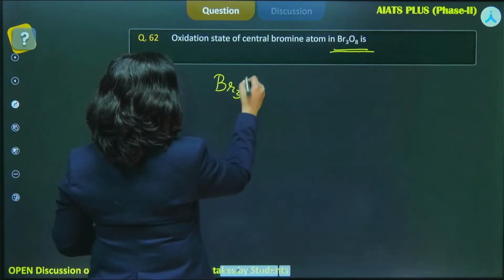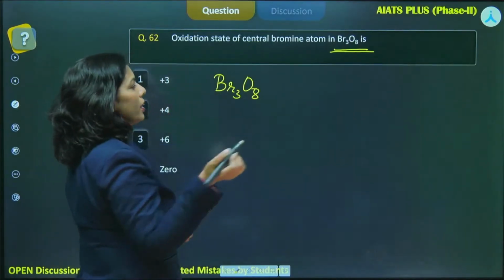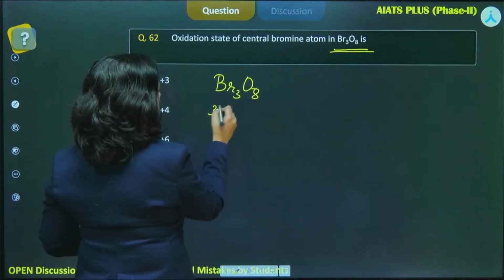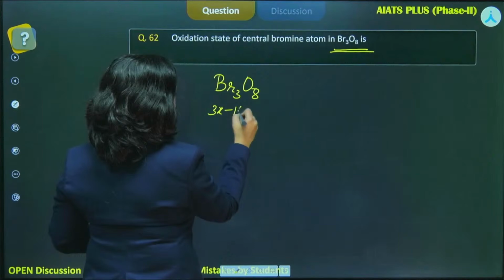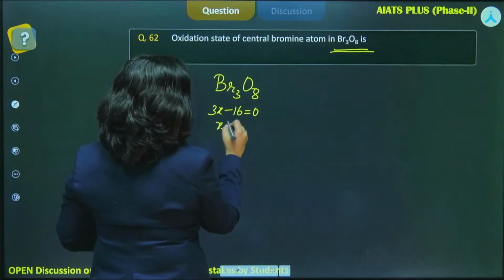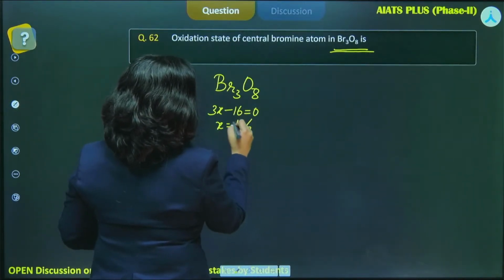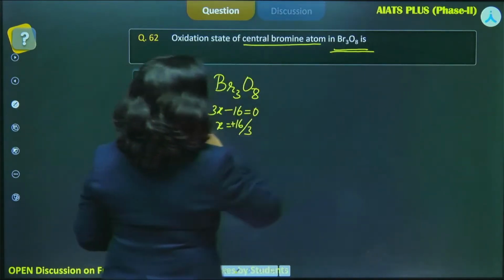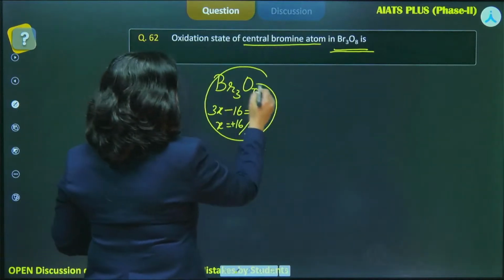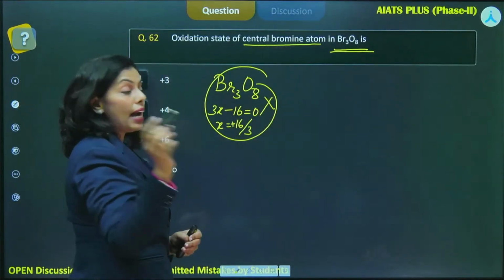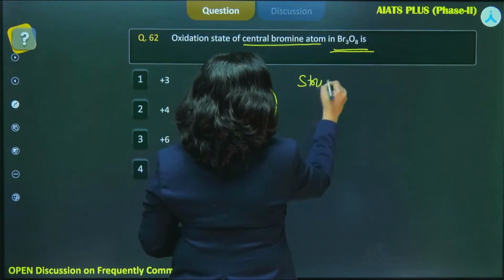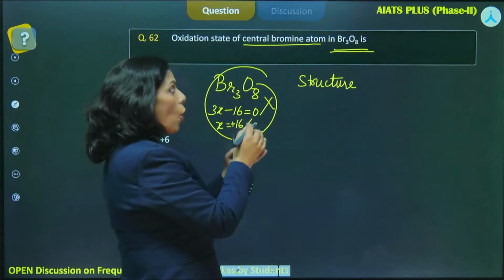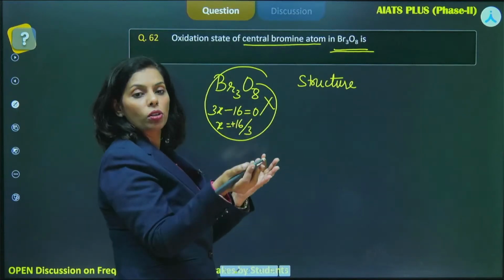So suppose it's asked that Br3O8 is there and find out its oxidation state. So in general, what happens, what you will do, 3x minus 16 is 0. So x is equals to 16 by 3 plus. But what they are asking, the central bromine atom. In this case, we will not proceed this way. We have to just look at the structure of Br3O8. How this is bonded with oxygen atom. The bromine is bonded with the oxygen atom.